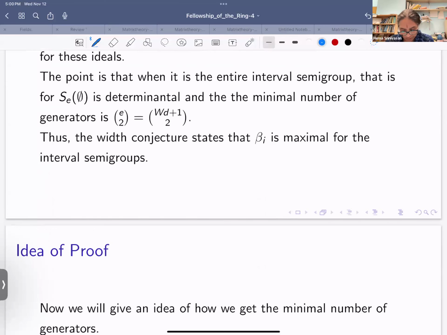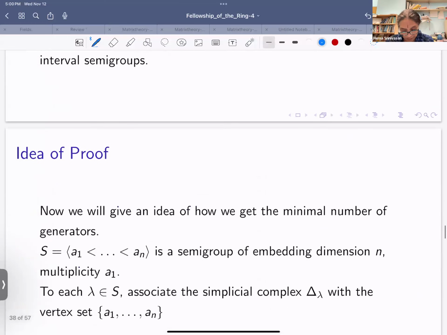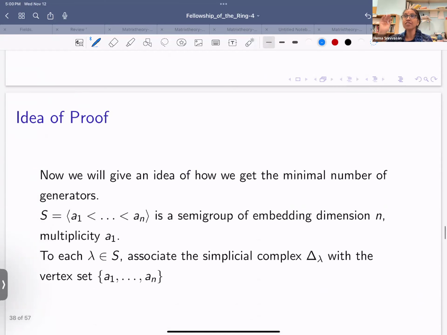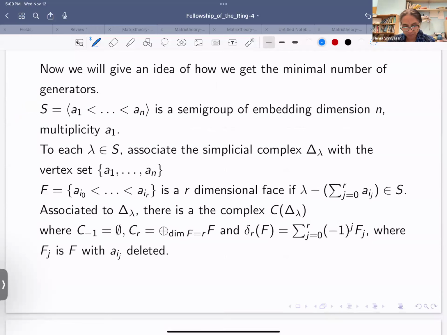So the way we first proved this one, the minimal generating set, which I will write later on, is to show that this is the minimal number of generators. And for that, we are using this rather old theorem of Hofstrom, which says that for every lambda in the semigroup, I'm going to just use the simplified version that we need for just finding the minimal number of generators. Lambda in S, we associate a simplicial complex. And what is a simplicial complex? Well, it has the r-dimensional faces F, which, remember, I'm starting with I0, so r plus 1 of them, such that if I subtract all of them from lambda, it is in S. So associated to every one of those lambda, there is a complex, delta lambda.